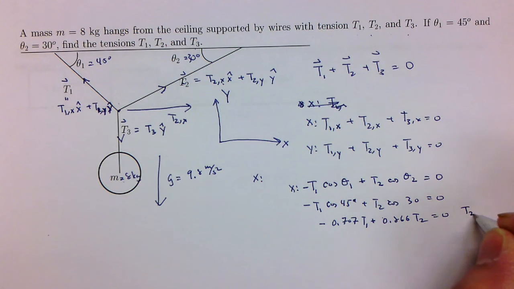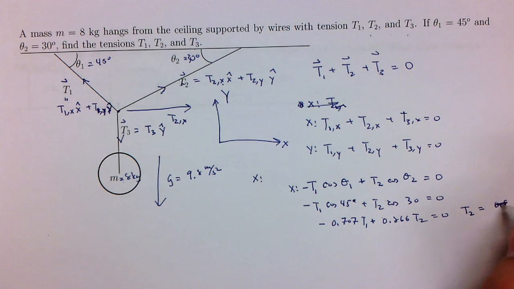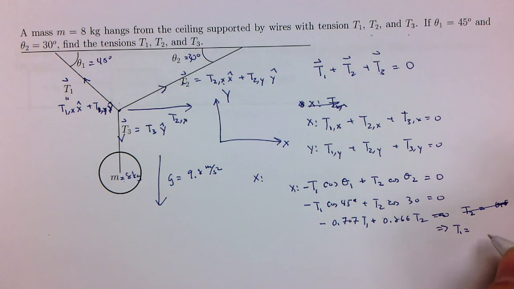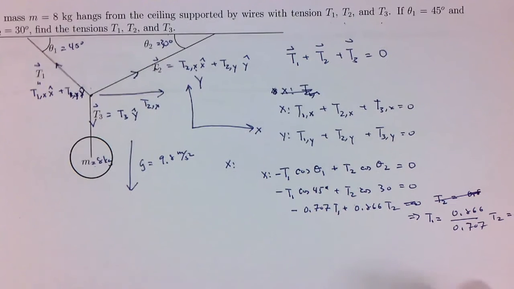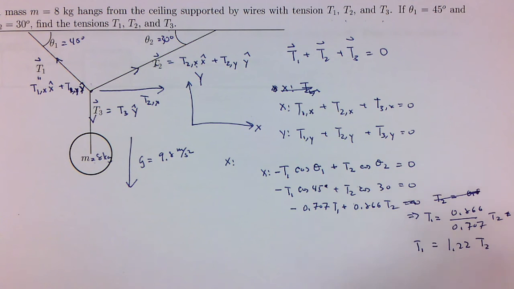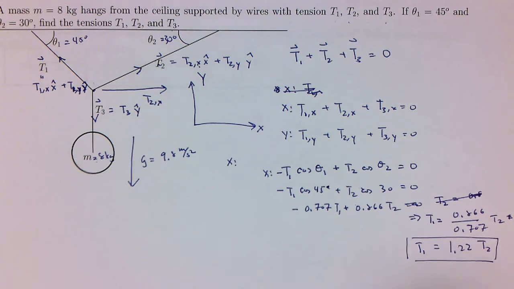Or T1 in terms of T2. What it gives me is basically T1 is equal to 0.866 divided by 0.707 T2, which is equal to, whoops, I ran out of space again. Okay, so be very careful about that. Which is equal to 1.22 T2. So that's T1. Okay, so let's box this information because this is going to be important later on.